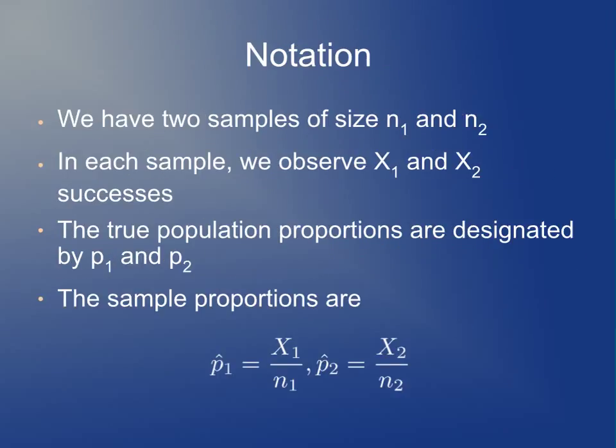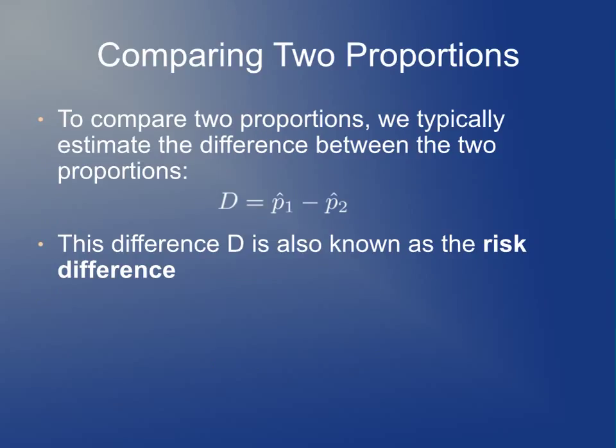So for the notation, say we have two samples of size n1 and n2, and we observe x1 and x2 successes. The true proportions are denoted by p1 and p2, and the sample proportions would be x1 divided by n1 and x2 divided by n2, just as we would expect. To compare two proportions, we typically estimate the difference between them, the first proportion minus the second proportion. This is known as the risk difference in epidemiology. I'll discuss what it means in a little more detail in a few slides down.